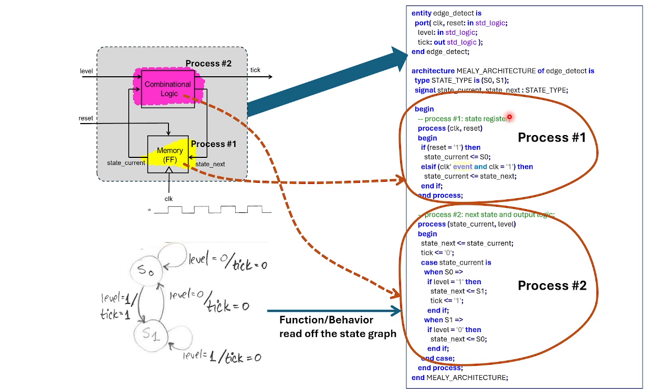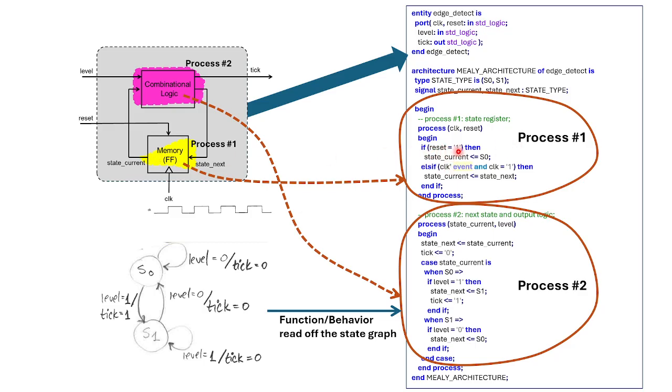The two-process coding style will always have two processes as shown over here. So let's go at the top here. This is the entity declaration of this circuit that I called edge underscore detect. It has the clock and the reset as inputs, the level as an input as well, and tick as output. The architecture description called Mealy architecture of that design entity has essentially two processes, and the first process describes the state register, basically this memory, and it's always having the same shape as shown over here.